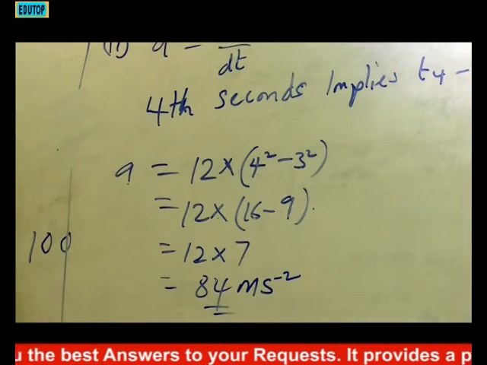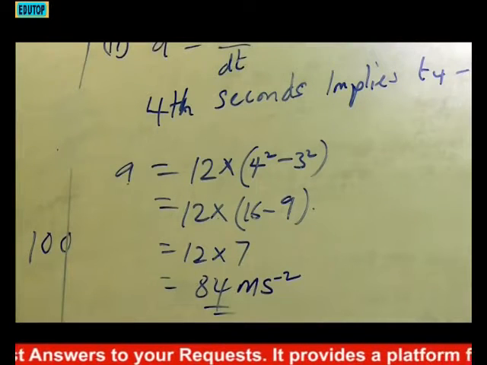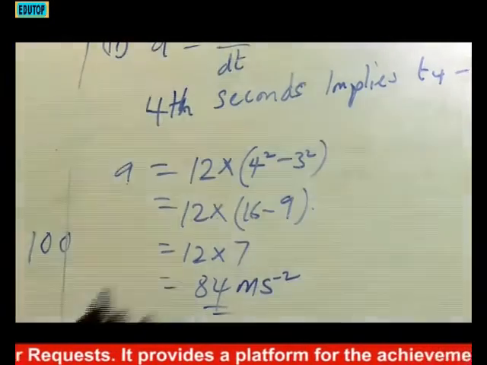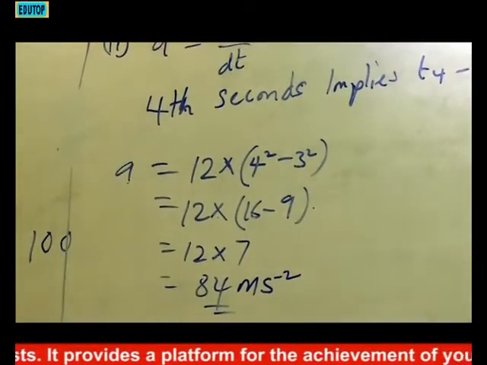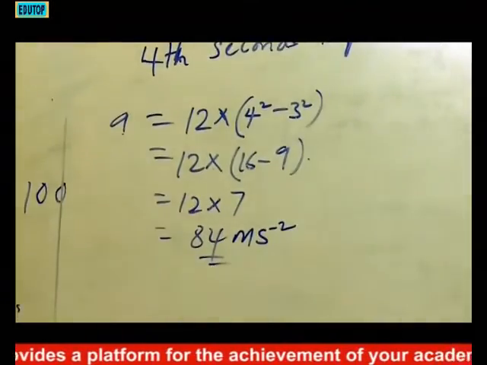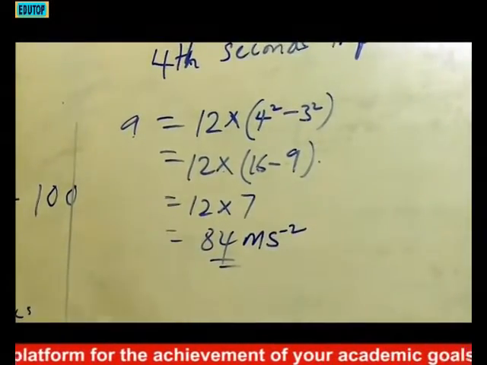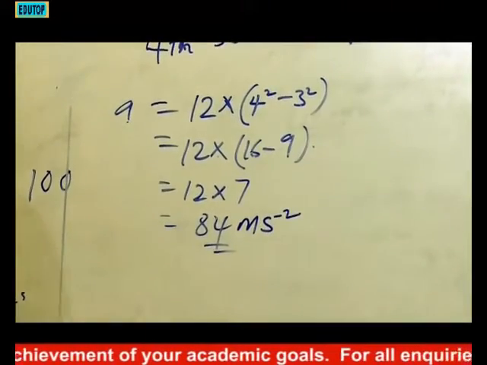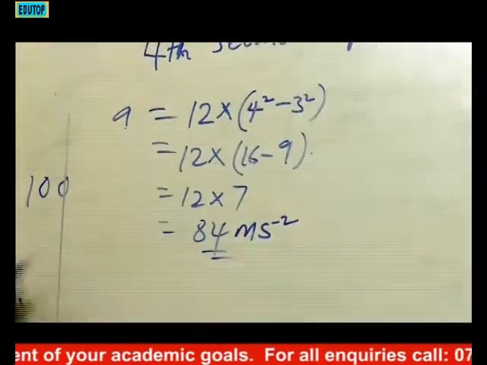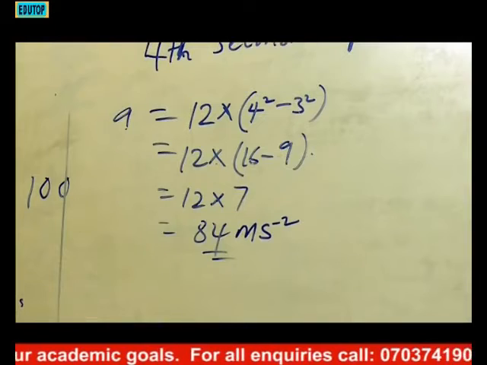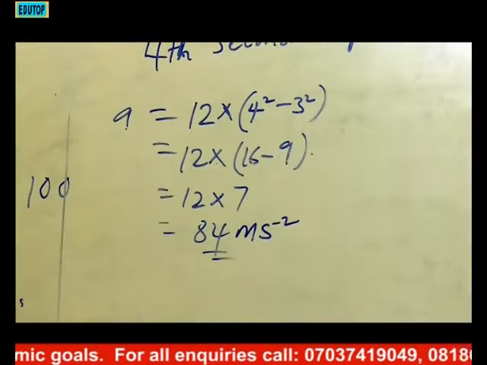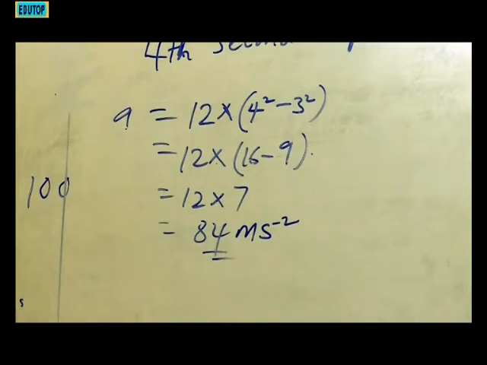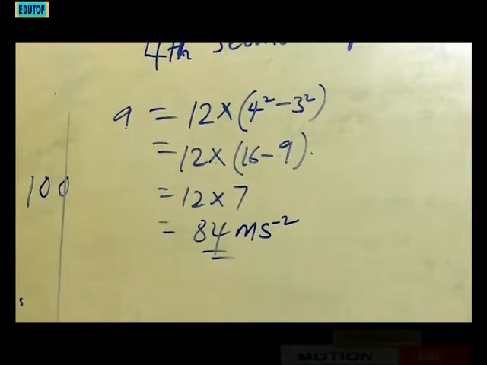So by now, the value for velocity is 155 meter per second, and for acceleration is 84 meter per second squared. The examiner can ask you, calculate the velocity and acceleration respectively. Automatically, we are calculating the two. That is how the question will be answered if you come across anything like that.